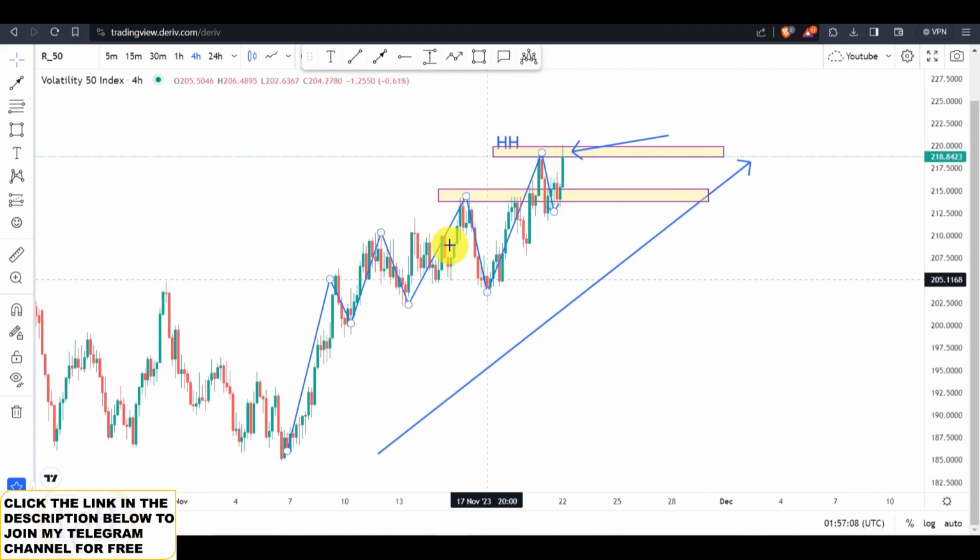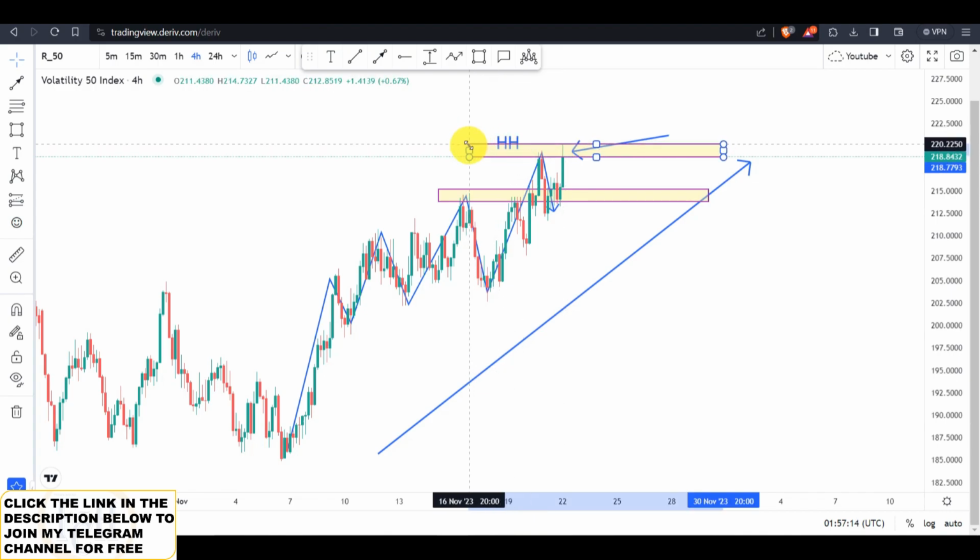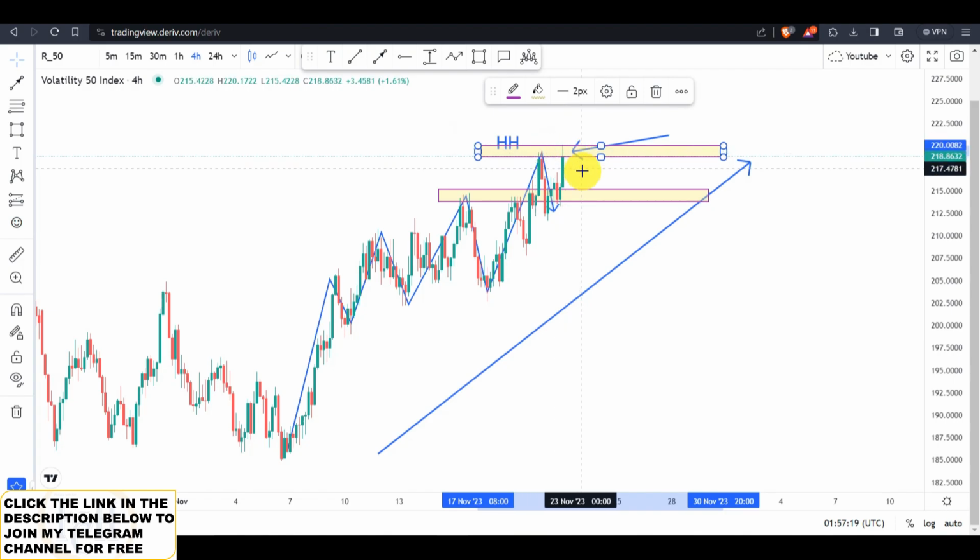wait until there is a break of structure, and after the break of structure you should be patient. Do not say, okay, this market is on a resistance level, let me enter this sell trade, because the market is on a resistance and we know we should always sell on a resistance. Do not trade that way.